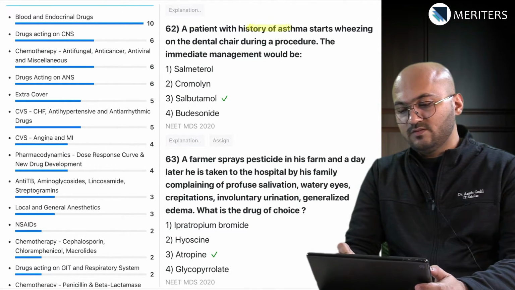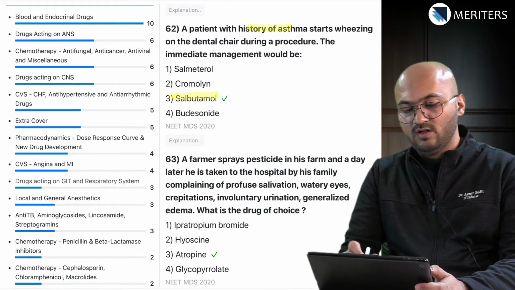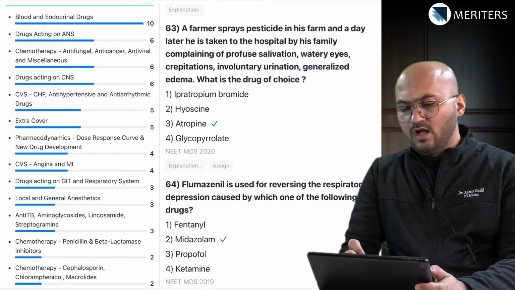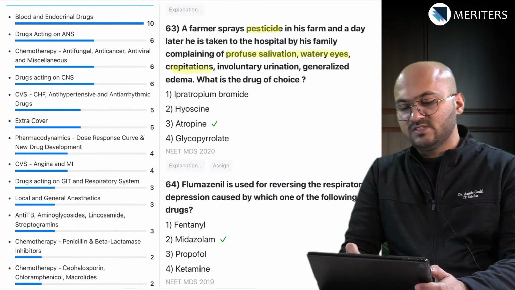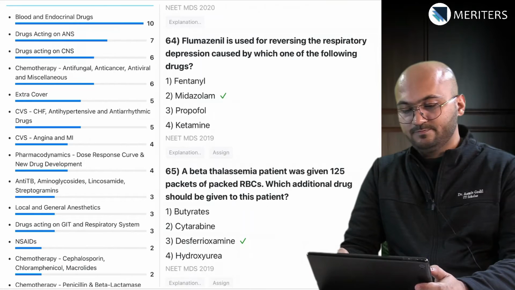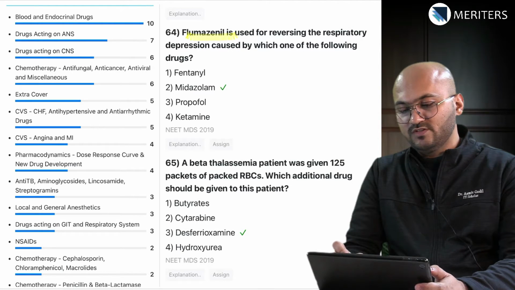Patient with history of asthma starts wheezing on the chair during procedure. Immediate treatment is salbutamol. Always ask the patient to carry their pump. A farmer sprays pesticide in his farm and a day later he is taken to the hospital complaining of profuse salivation, watery eyes, crepitations, involuntary urination, generalized edema. The drug of choice is atropine, organophosphorus poisoning. Flumazenil is used for reversing the respiratory depression caused by midazolam.